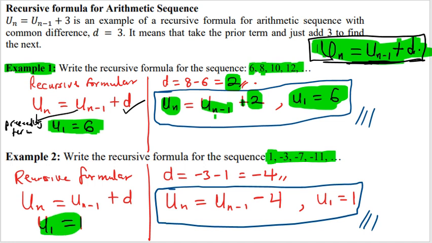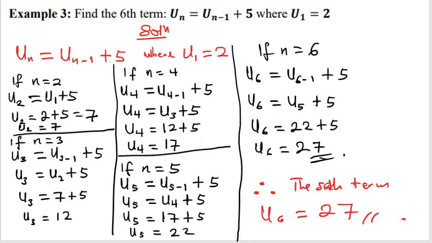So if I want to write it, first of all, find the common difference. The common difference is negative 3 minus 1, and that is negative 4. Then you now substitute it here. So we are going to get un is equal to un minus 1 minus 4, where u1 is equal to 1. So this gives us the recursive formula. That's the recursive formula. Now let's move on.